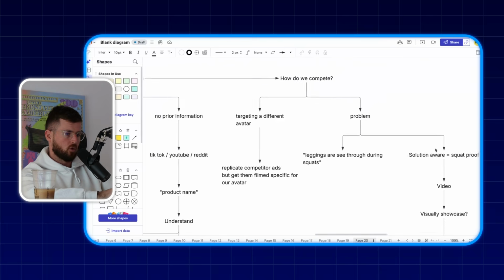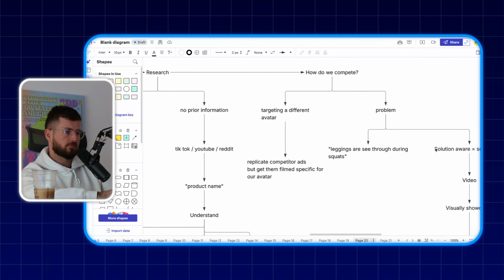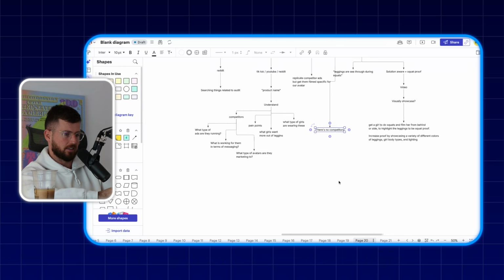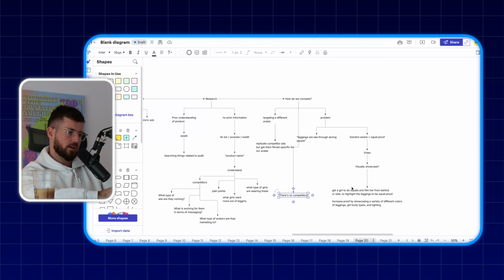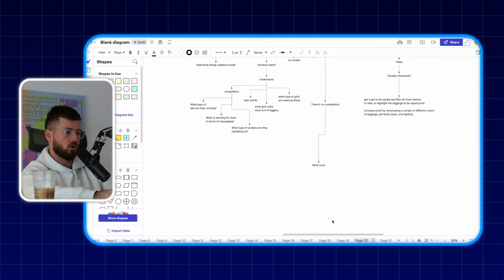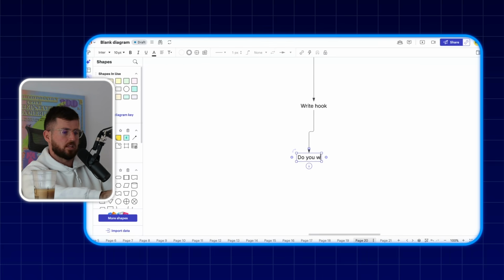So I almost want to do a whole different product here, but usually for me, it's like, how do we compete? Let's say, for example, we were the first people ever, there's no competitors, right? We're the first person ever to make leggings. Okay. So here, what I always do is start off with writing my hook. That's the first thing I'm always going to do. I don't know, let's just start off with something like, do you work out? So I'll start off and write my hook. Obviously I'll make this a lot better.